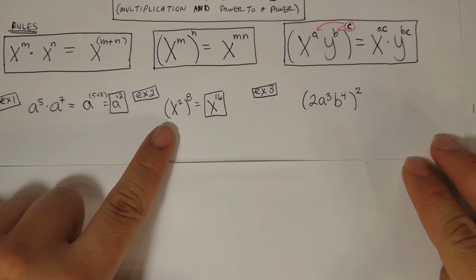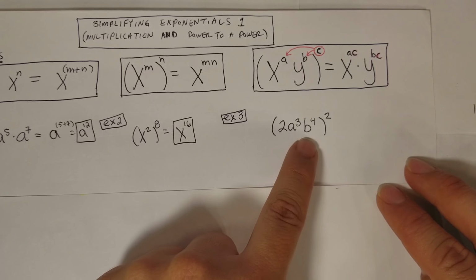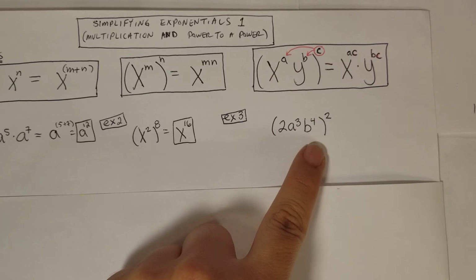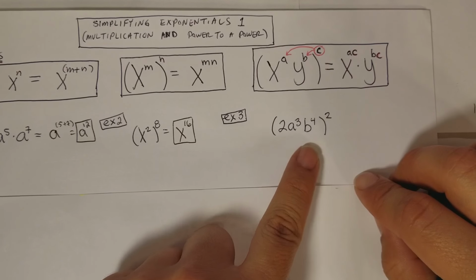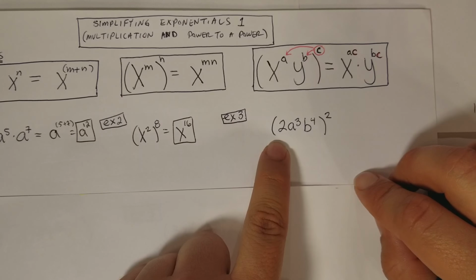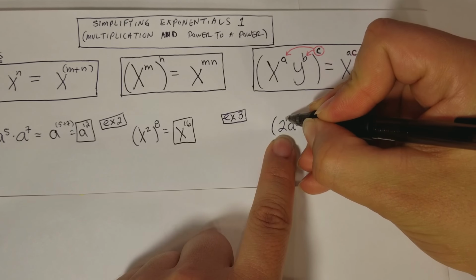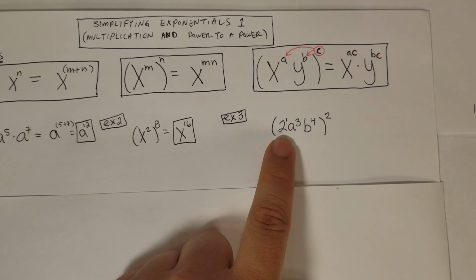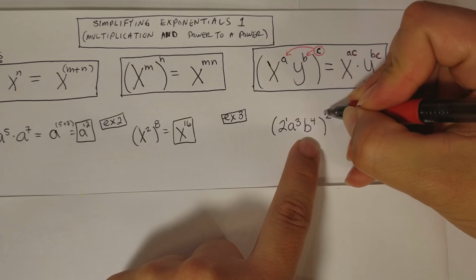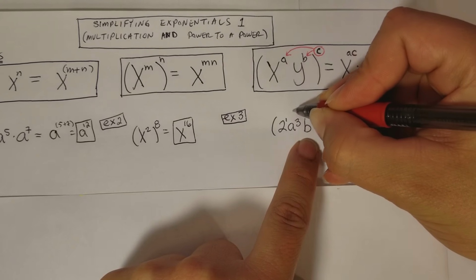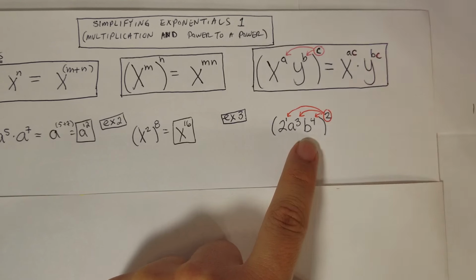In this case, we have more than one term, right? 2, a to the power of 3, b to the power of 4, and then all that's to the power of 2. So really, really important here is that every single term inside of a parentheses has a power, even if they don't write it. If they don't write it, it's always to the power of 1. So I'm going to go ahead and add the 1 in there. So it's 2 to the power of 1, a to the power of 3, b to the power of 4. We have this guy that has to be multiplied or distributed to every single power here so we can simplify.